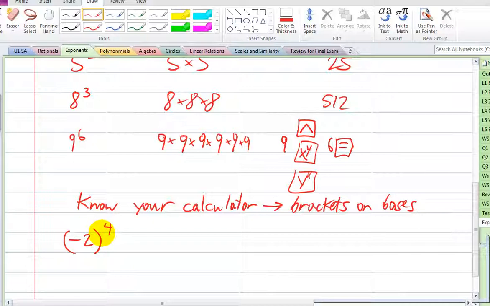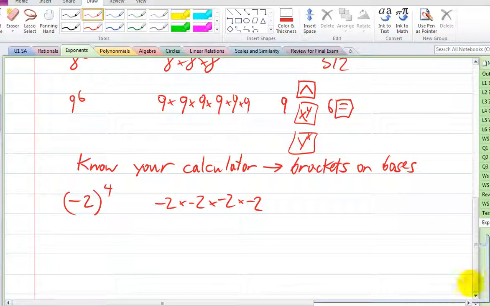Don't touch your calculator yet. What's the expanded form of that? Because of the brackets, it's negative 2 times negative 2 times negative 2 times negative 2. Try that on your calculator, see what you get. You should all get positive 16. Is there anyone that gets negative 16? Okay. How'd you get negative 16? Try it again.